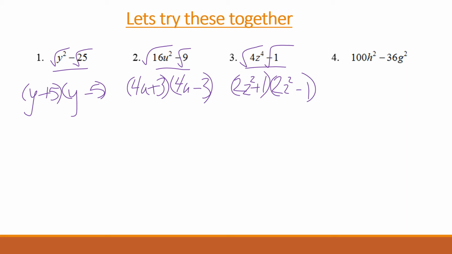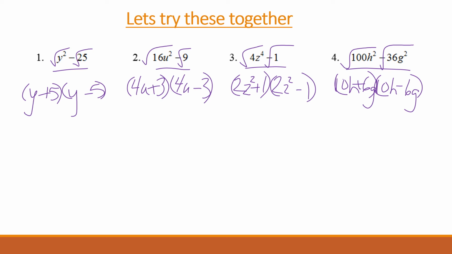and then 1 is adding, 1 is subtraction. Okay, the last binomial here, it is subtraction. I'm going to set up my 2 parentheses, take the square root here. The square root of 100 is 10, so put that in the front. Okay, the square root of h squared is h, so put that with that. Then the square root of 36g squared would be 6g, and 1 would be adding and 1 would be subtracting.